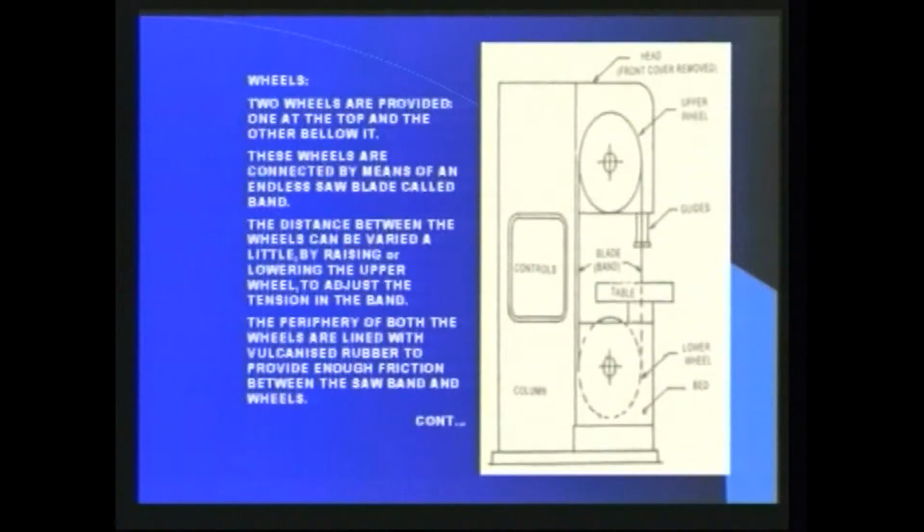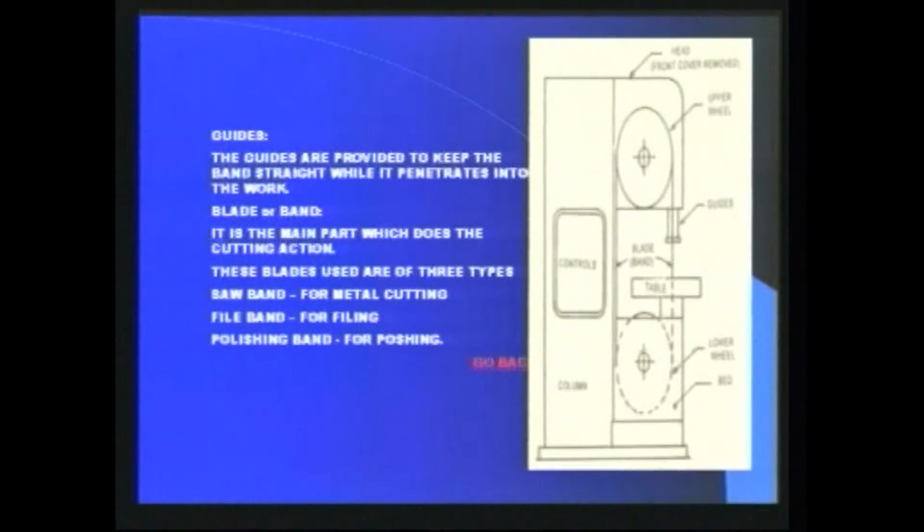The periphery of both the wheels are lined with vulcanized rubber to provide enough friction between the saw band and wheels. Next one is about guides. The guides are provided to keep the band straight while it penetrates into the work. Next part is band. It is the main part which does the cutting action.